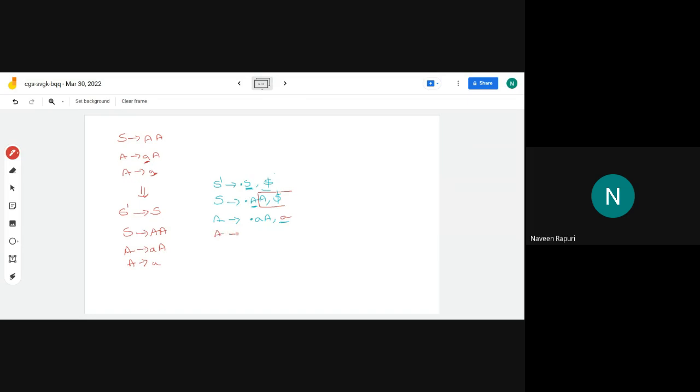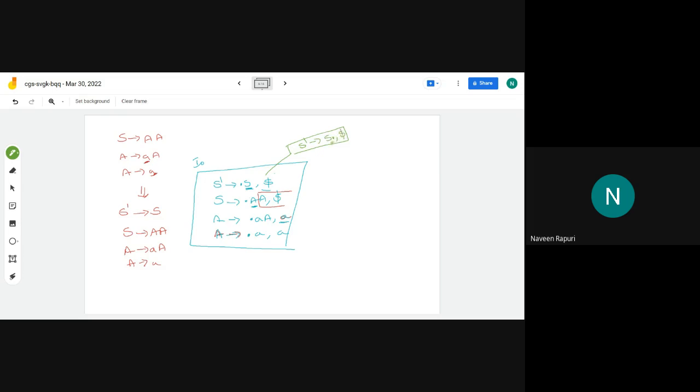After that, A derives dot small a, comma the same small a. So this is I naught, LR1 of I naught. From this, we can expand this one. This is S dash derives S dot comma dollar.